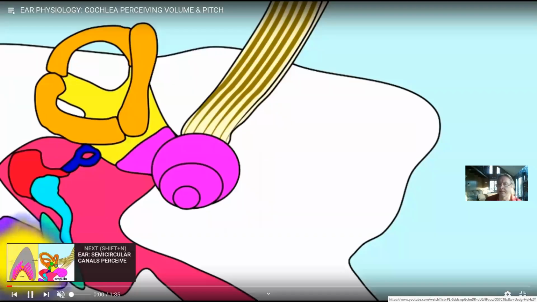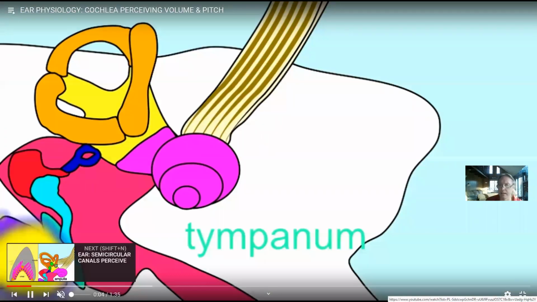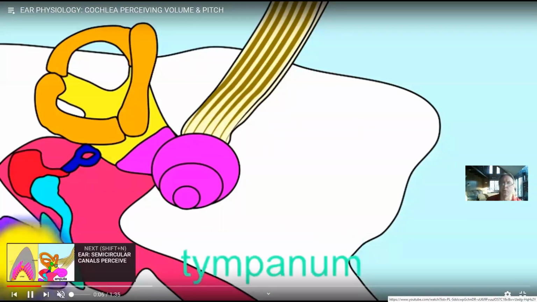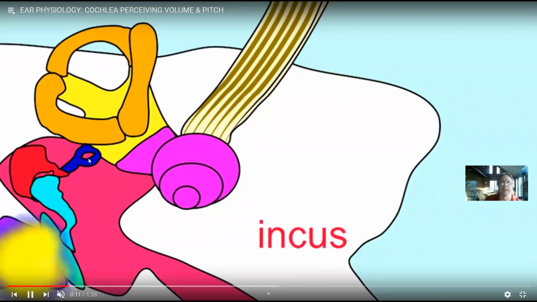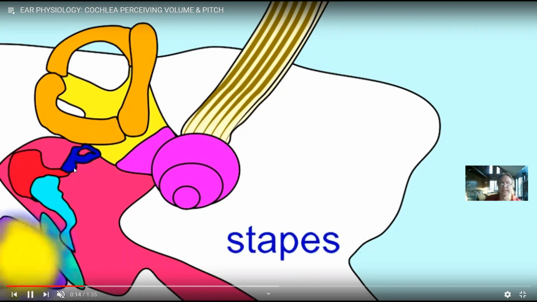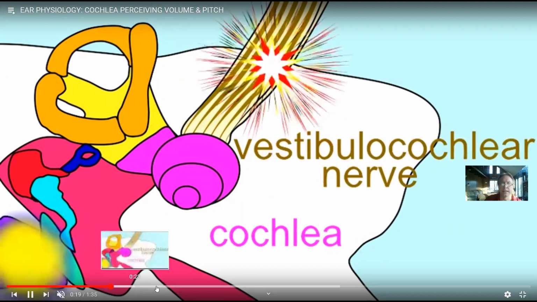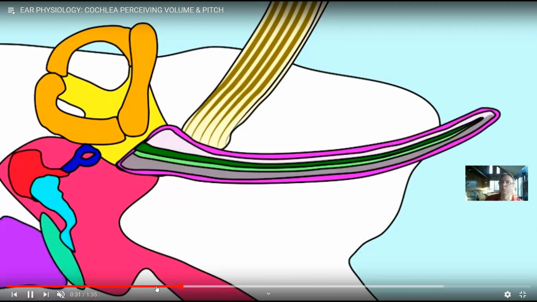Now, when we hear sound, two things have to be identified: volume and pitch, okay? And so volume, and here once again, we're amplifying the sound through the malleus, the incus, and the stapes. Volume is determined by the rows of hair cells. So there are multiple rows of hair cells here, and a soft sound will displace one row. A loud sound would displace multiple rows.